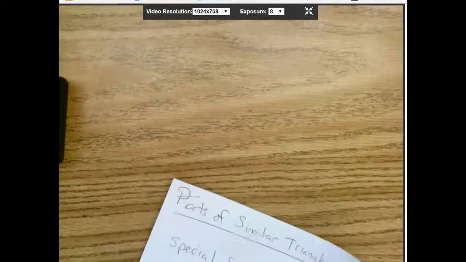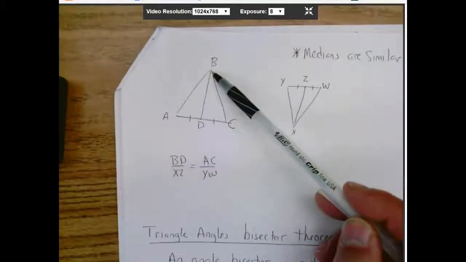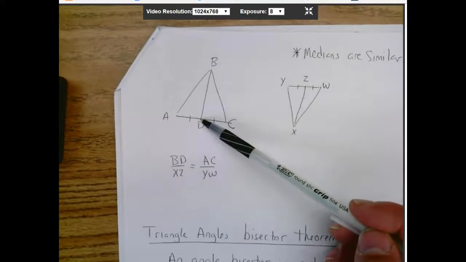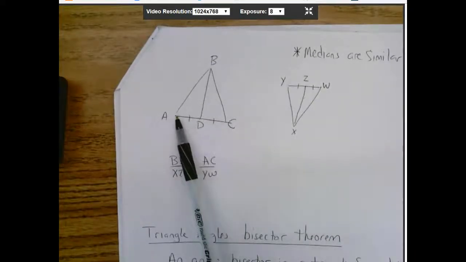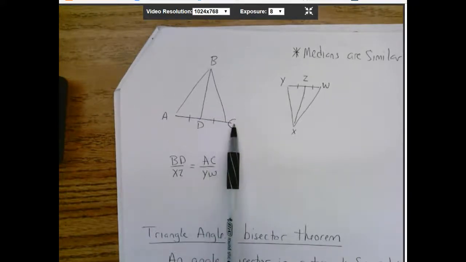Okay, and then a median, let me show you that. So a median is a segment that starts from a vertex and goes across to the opposite side, and it cuts that other side into two equal halves. Okay, so AD would be congruent or equal to DC. So we're going to see how they fit into similar triangles as well.